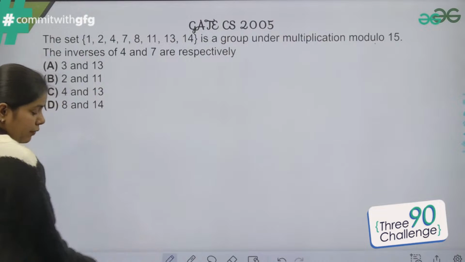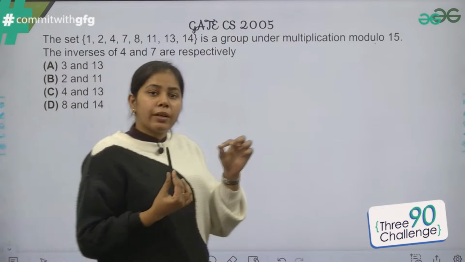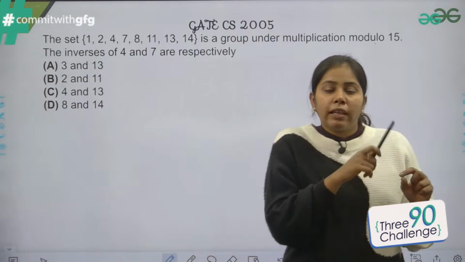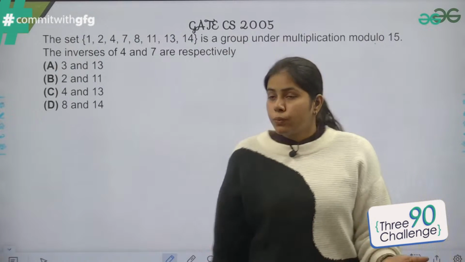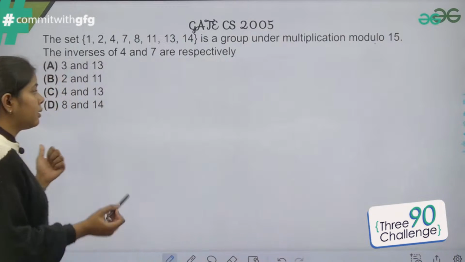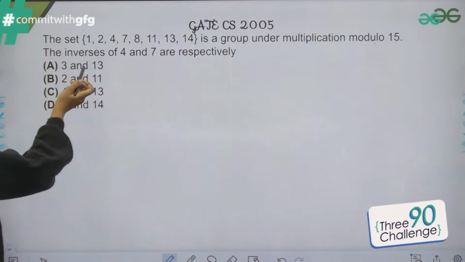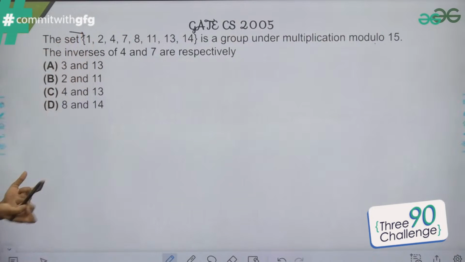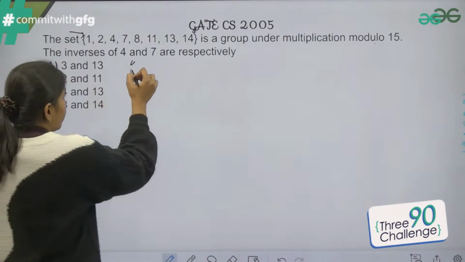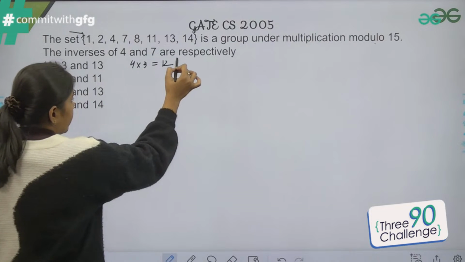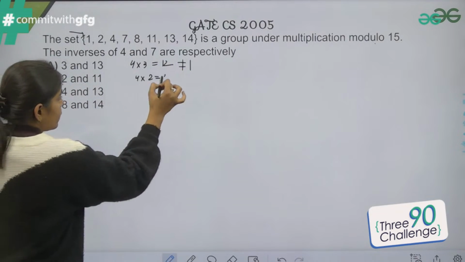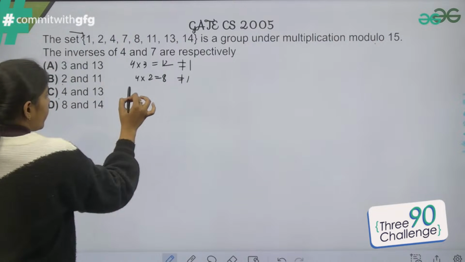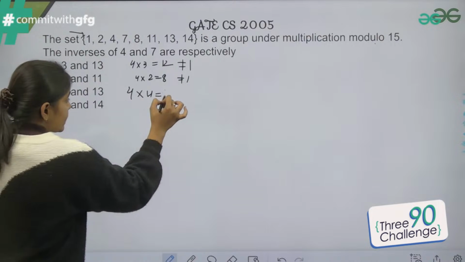What is the definition of an inverse? If I multiply a particular number with another number, and if I get the identity, I'll say that that is an inverse. Otherwise, that's not an inverse. So I'll go through the options, right? I do not solve it directly from the question, because that would be lengthy. 4 into 3 gives me 12, not 1. 4 into 2 gives me 8, that is not equal to 1. 4 into 4 gives me 16.